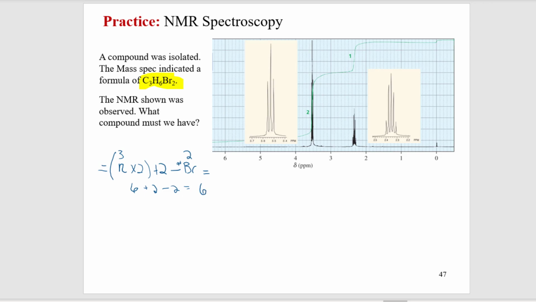6. Okay, now what I'm going to do is subtract out, that's this number, that's the degrees of saturation. Now I'm going to take away the number of hydrogens actually in the formula, which is 6, and divide by 2. 6 minus 6 is 0, so 0 degrees is what I calculate. Okay, at least now I know that there are no rings, and there are no double bonds or triple bonds or anything like that. So 0 degrees of unsaturation.